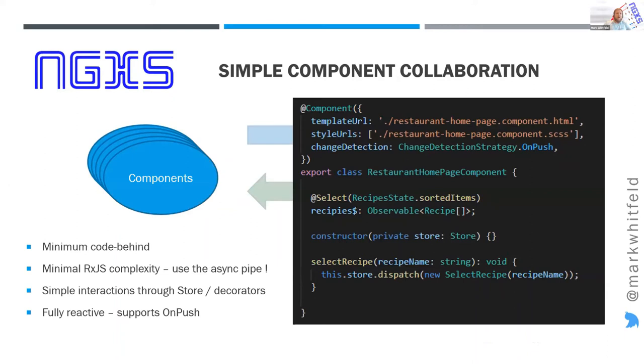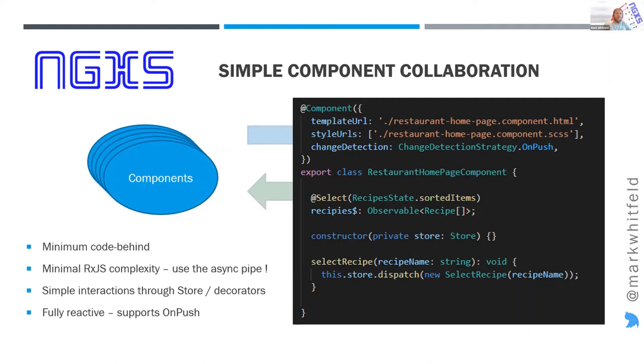And then lastly, how does our component collaborate with our state? That's through the actions and the selectors. So this is what a component can look like. We use the @select decorator in order to receive our sorted items from our recipe state, and that is connected into this recipe's observable variable within our component. Also, if we wanted to select a recipe and communicate that to our state, we would dispatch the select recipe action to our store in order for it to respond to that and potentially save what the selected recipe name was.